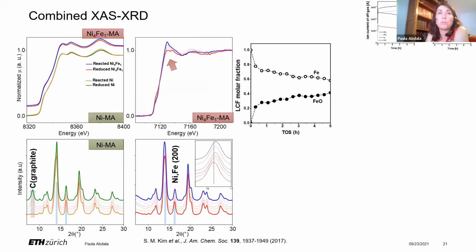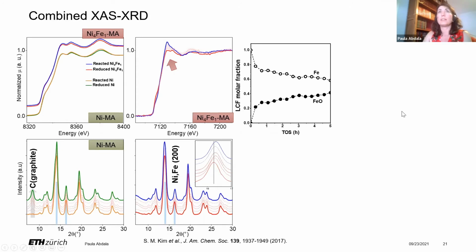So again, we performed this XAS XRD operando study. In this case, we followed with an MS to confirm that the nickel catalyst and the nickel iron catalyst behave in the same manner as in the laboratory experiment. And they did. This is DMSC.